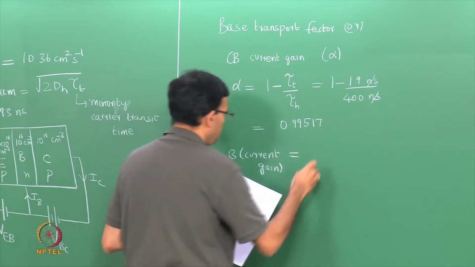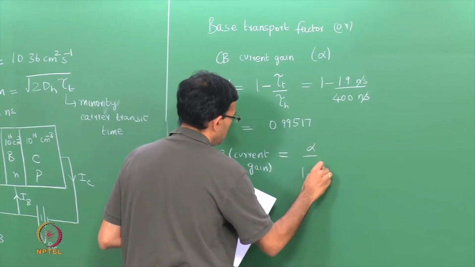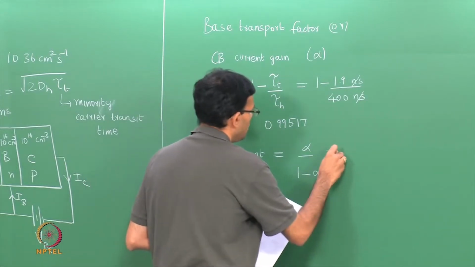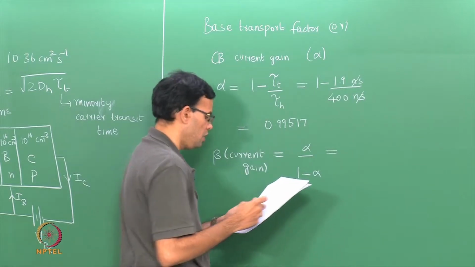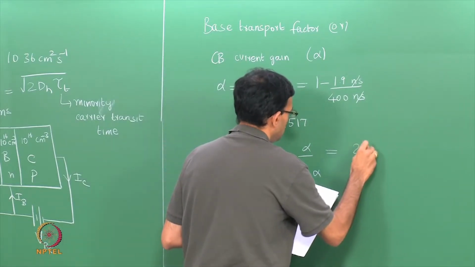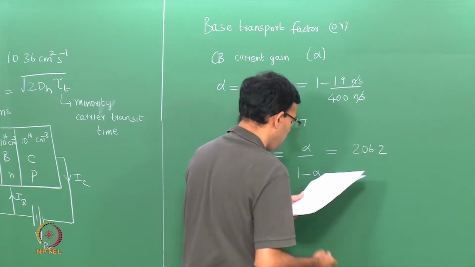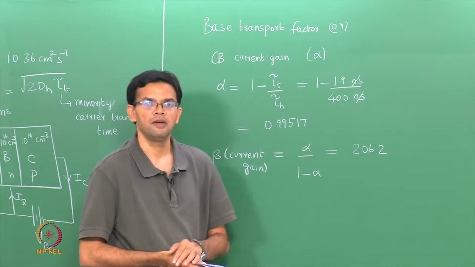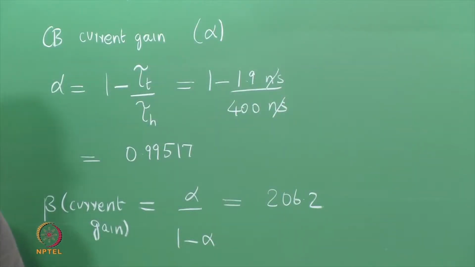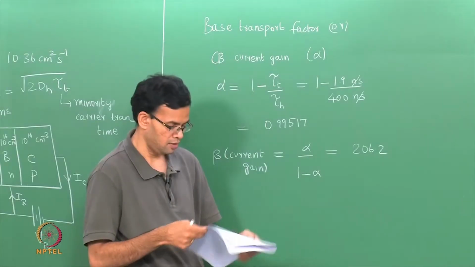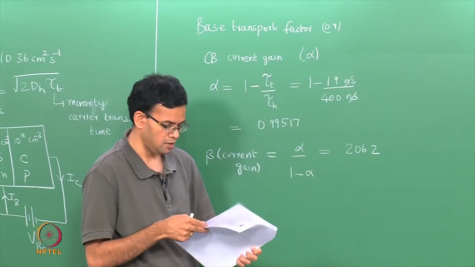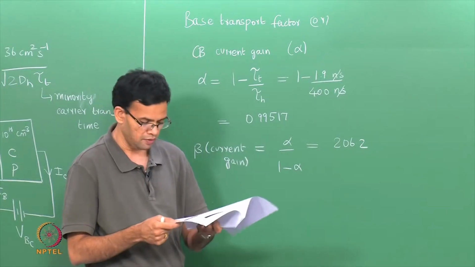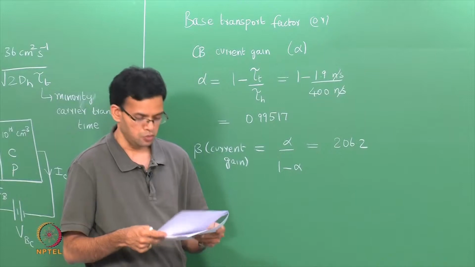and this is again given by a formula. Beta is defined as alpha over 1 minus alpha. So, we can substitute in the values, so that beta comes out to be 206.2. So, again higher the value of alpha, we will essentially find that the current gain is also higher. In the last part of the question, we have to calculate the emitter base voltage given that the emitter current is 1 milliampere.